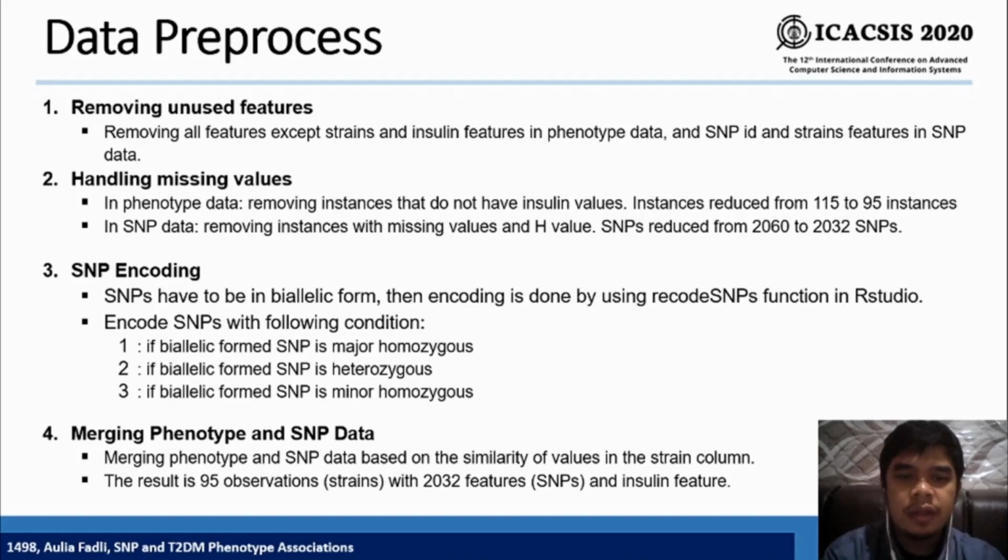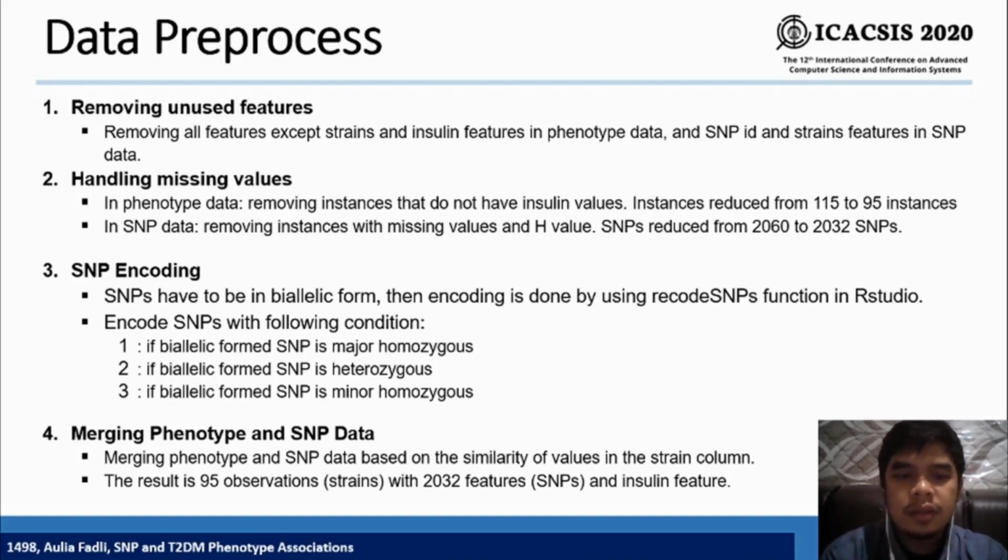The second stage is handling missing values. In phenotype data, we remove every instance that does not have insulin values. This process makes phenotype data instances reduce from 115 instances to 95 instances. In SNP data, we remove all instances with missing values and H value in strains attribute. H value means that an element in particular strains can have a value of A or C or T. Therefore, to avoid ambiguity, we also delete SNPs with H value. In SNP data, the SNPs reduced from 2060 to 2032 SNPs.